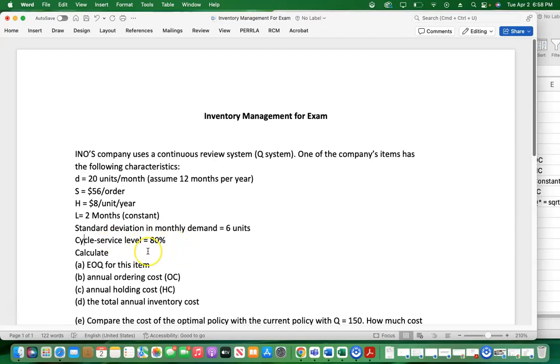So we are supposed to create the model and be able to find the quantity and see if OC equals HC. And that's the information we have here. We need to find the OC and also HC. And then we need to find the total inventory cost per year, and that is the OC plus HC.